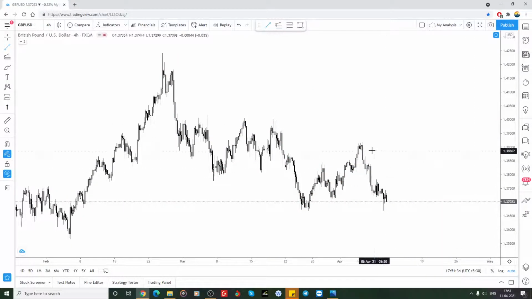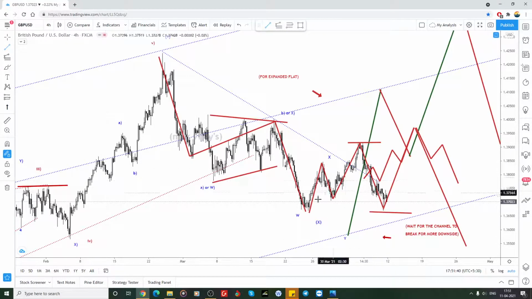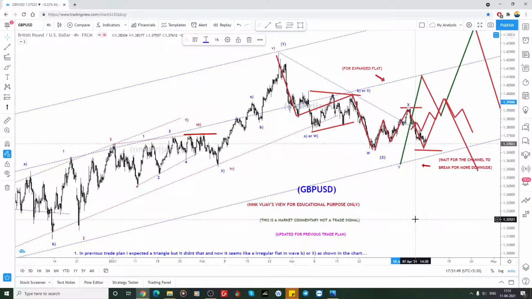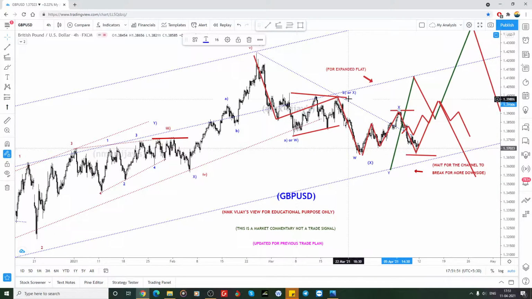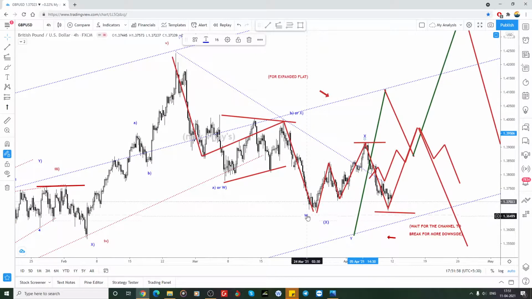But whether this is going to be an impulsive wave, it has already completed this as a simple correction. It could be a WX, so this could be an A, then B, and after that C can come to the downside, because it's W or X. Here I took this as a W, but sometimes it looks like a 1 2 3 4 5, where the fifth wave got extended.